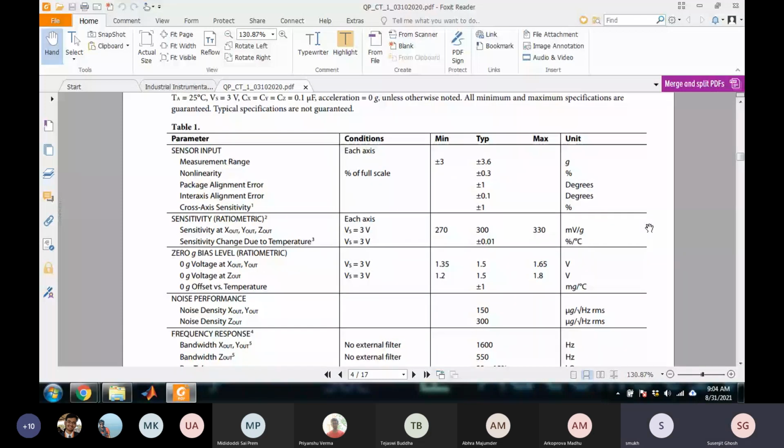And if we are considering the Z axis, then it will be 300 into 12. 300 into 12 is 3600 micro G. That means 3.6 milli G will be the worst case error due to noise. 3.6 milli G. So that is the noise performance.